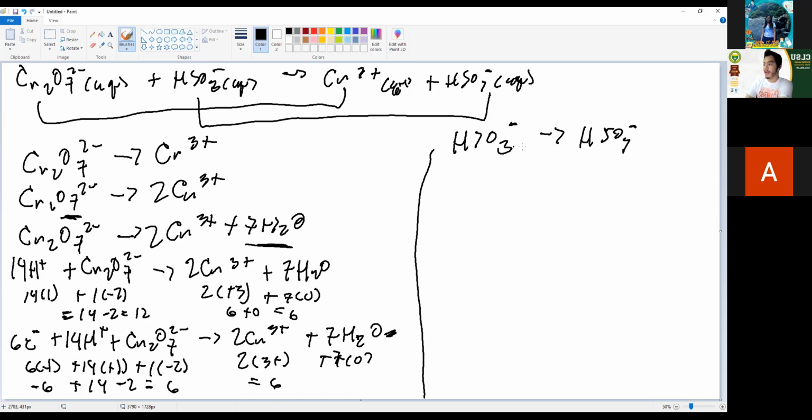So next we will balance yung HSO3 side. So kung makikita natin, balance naman si sulfur. So we will proceed na ibabalance ngayon yung oxygen and hydrogen.